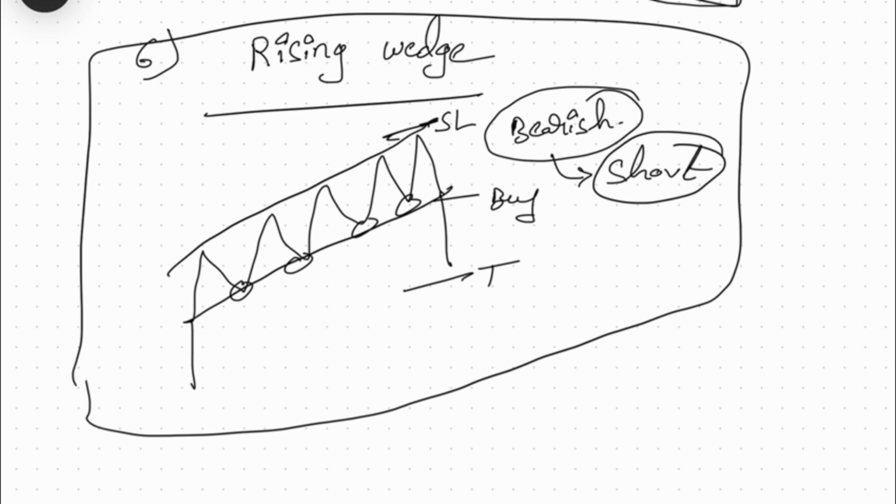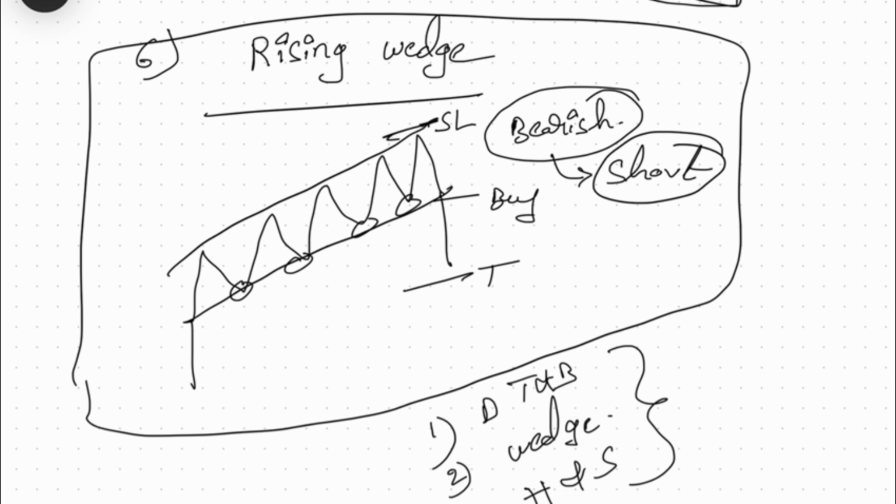So up to here, I have said three things. One is double top and bottom. Second one is wedge patterns. Third one is head and shoulders, right? These all we can call reversal chart patterns.